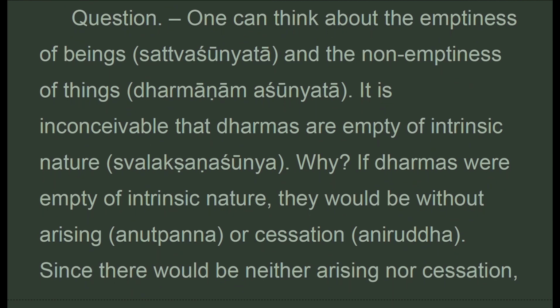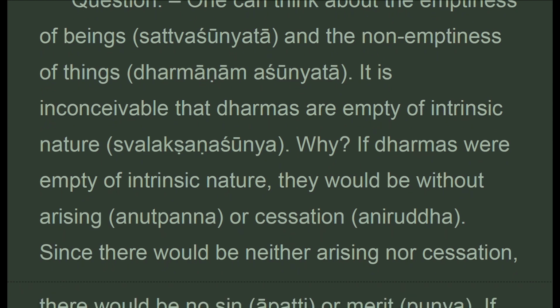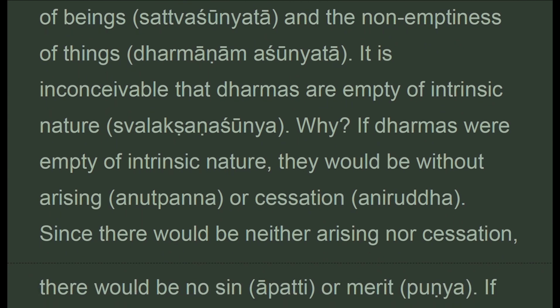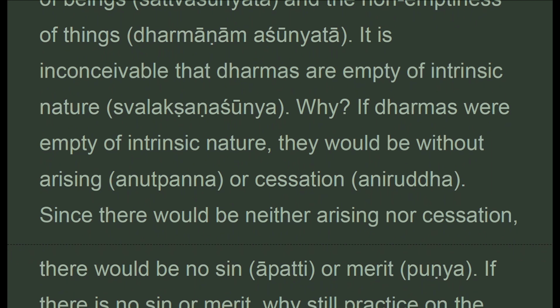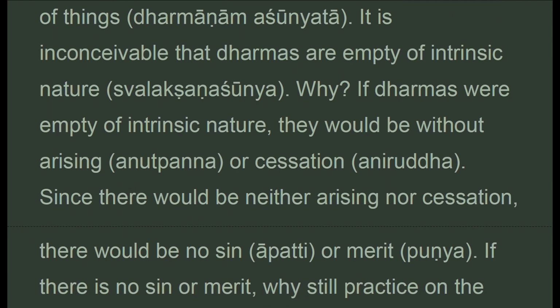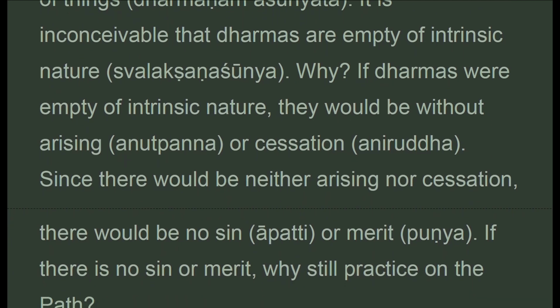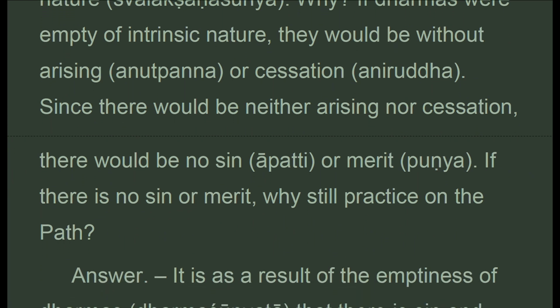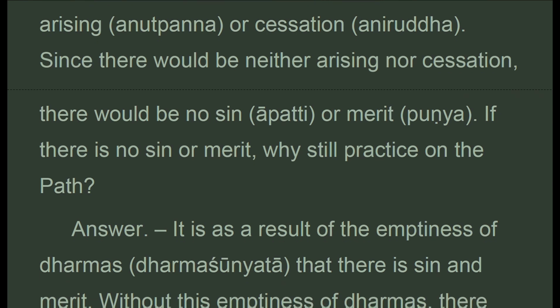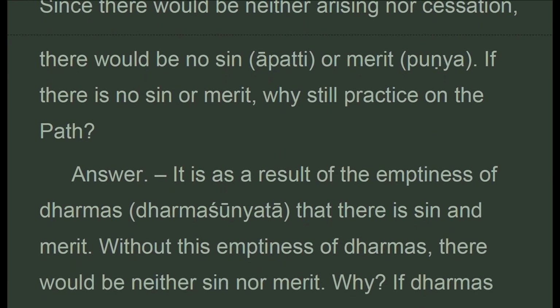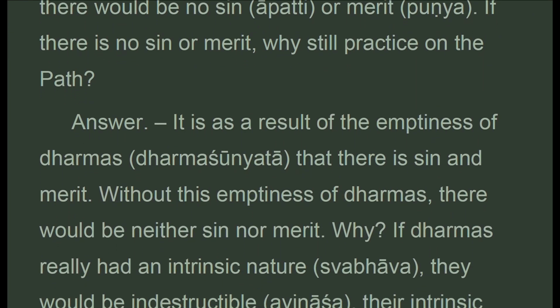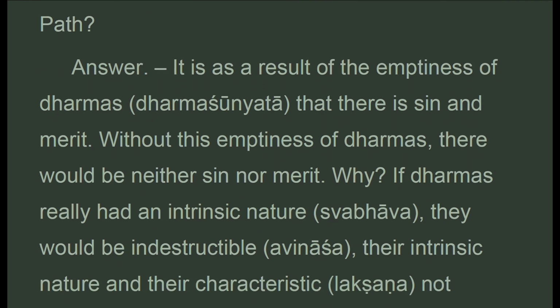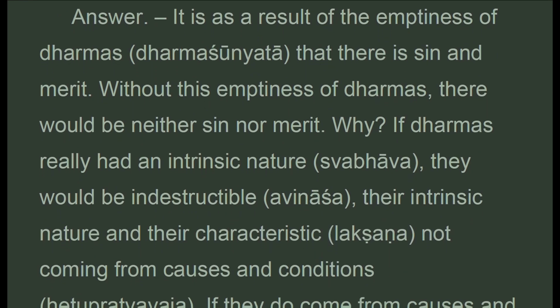Why? If dharmas were empty of intrinsic nature, they would be without arising or cessation. Since there would be neither arising nor cessation, there would be no sin or merit. If there is no sin or merit, why still practice on the path? Answer. It is as a result of the emptiness of dharmas that there is sin and merit. Without this emptiness of dharmas, there would be neither sin nor merit.